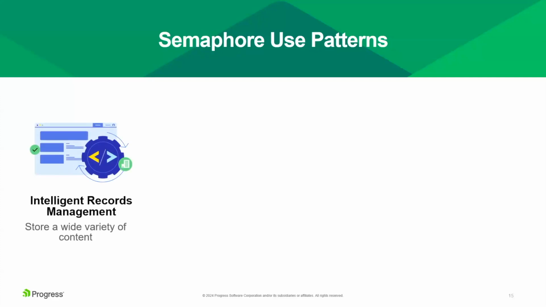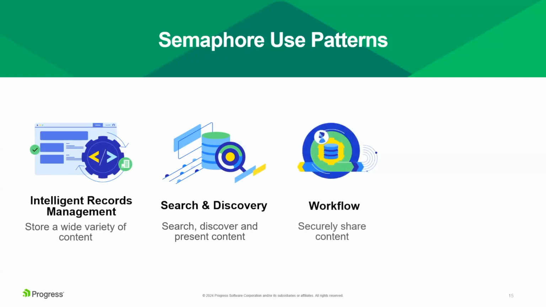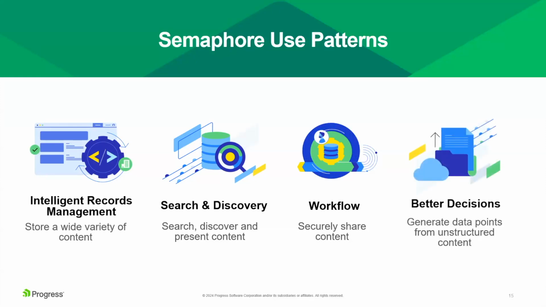So there's the intelligent management of records using additional metadata to improve the handling for potentially sensitive documents, for example. There is the enrichment of documents to enhance search and discovery, so making content easier to find, routing it to the right audience. There's the use of the enriched metadata for workflow, and also enabling better decisions from data that is surfaced in unstructured content.